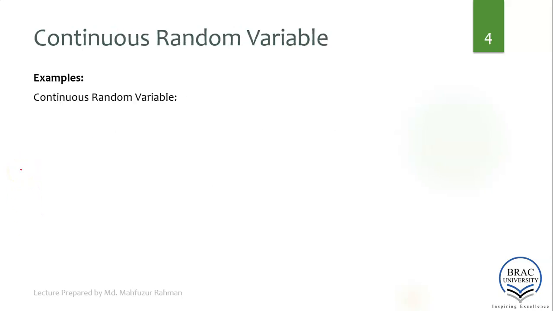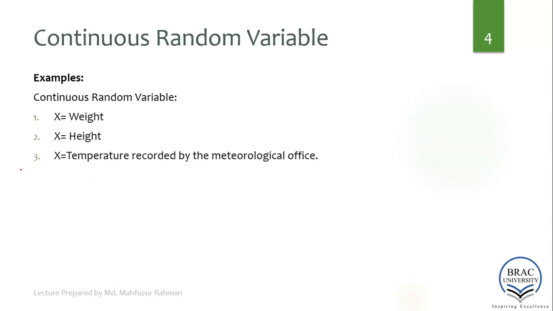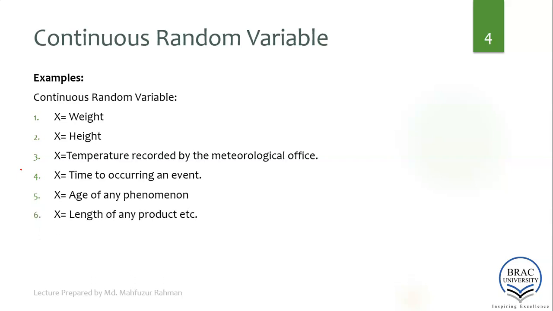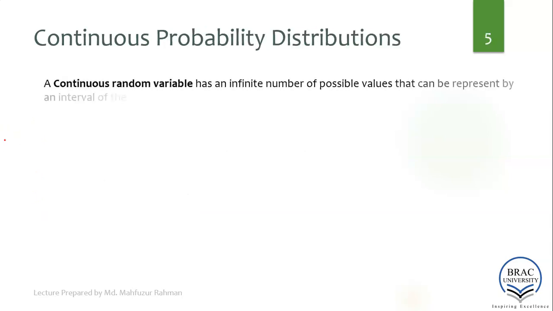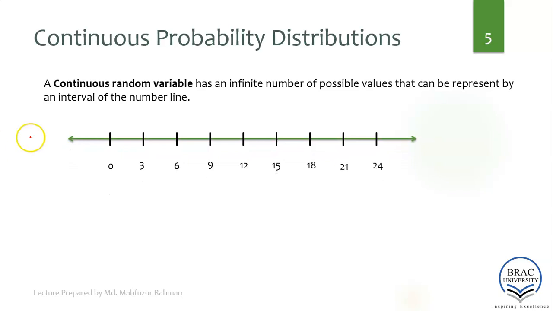So let's see some examples of continuous random variables, like weight, height, temperature recorded by the meteorological office, time to occurrence of an event, age of any phenomenon, length of any product, and so on. For this kind of variable, we actually use the continuous probability distribution. A continuous random variable has an infinite number of possible values, and it can be represented on a number line, something like this one.